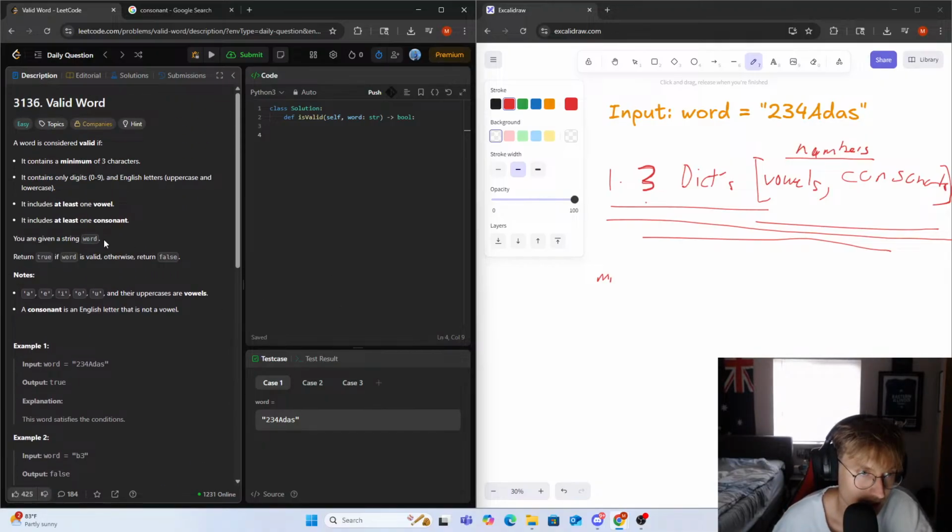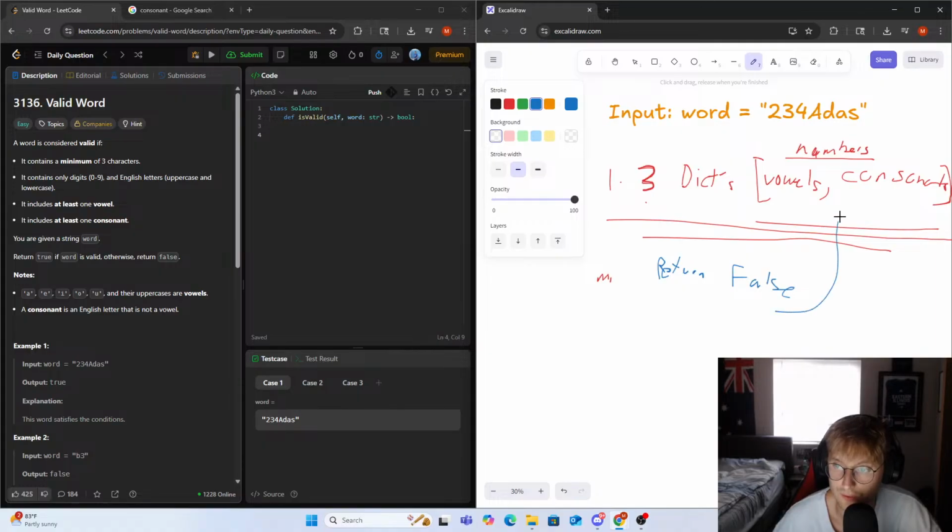Appreciate it. So obviously here we'd instantly return false, right? If we see, hang on, let's put that in a different color. Return false, right? If we see a character that's not in any of these.